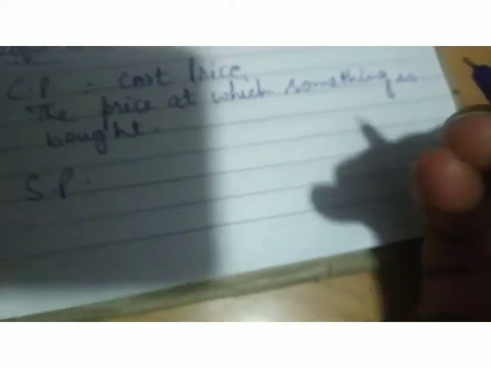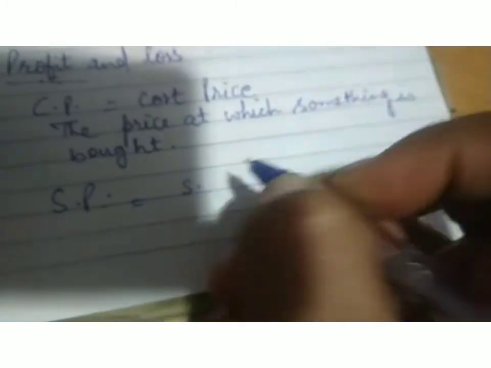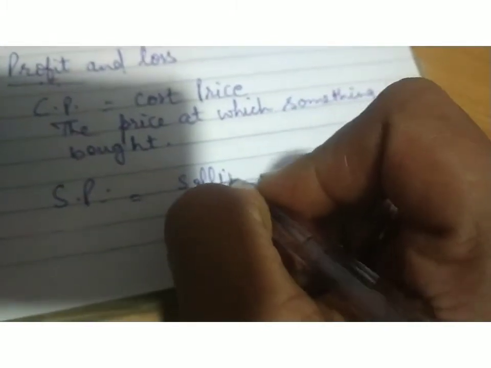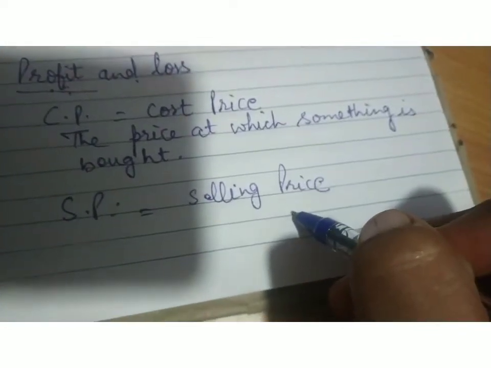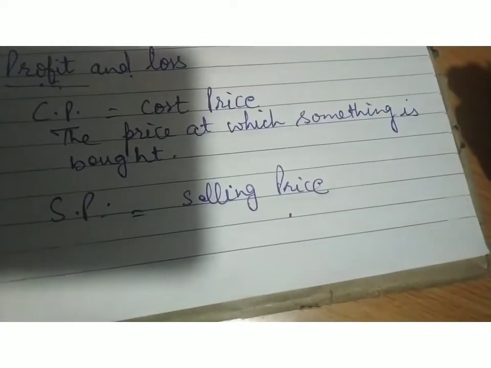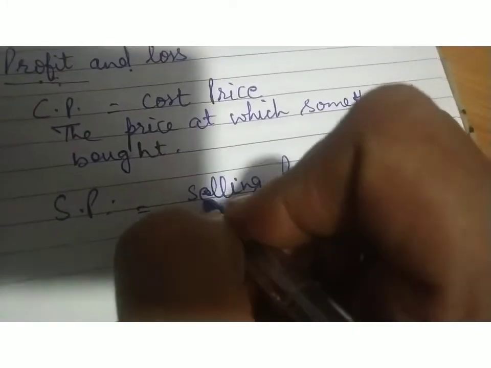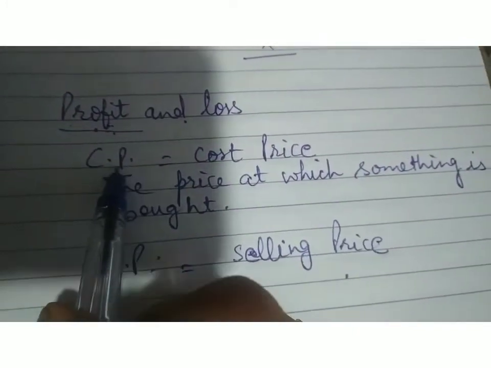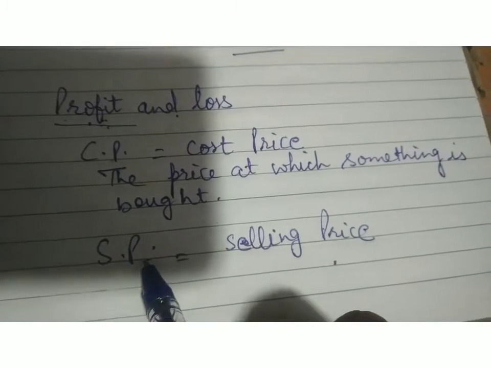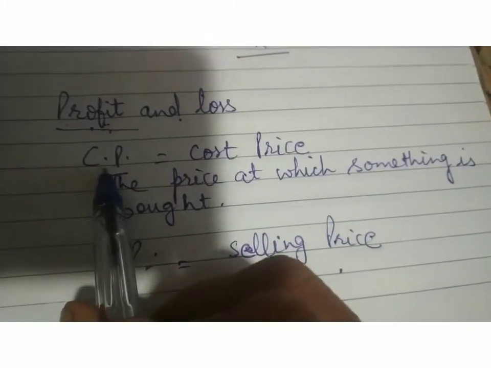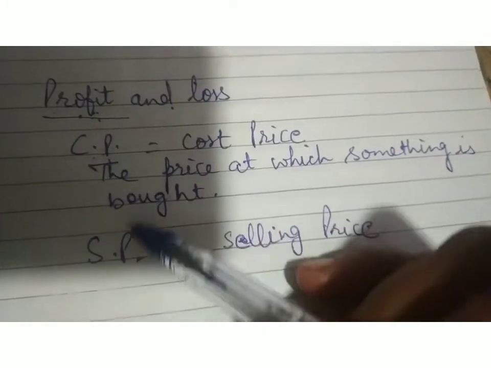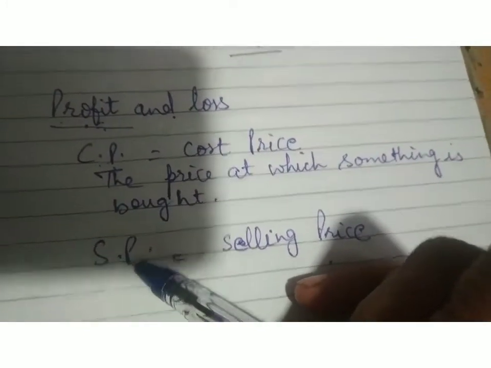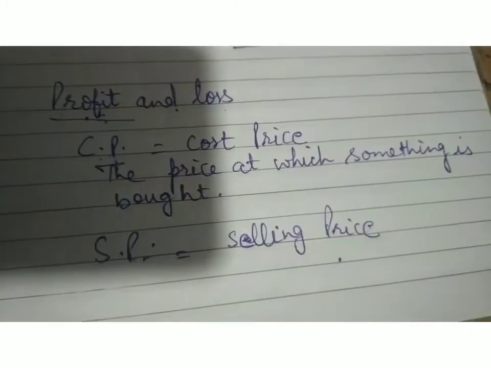Okay. And what is SP? SP stands for selling price, right? Selling price is the price at which we sell something. Okay, so see, if the cost price is more and the selling price is less, that means we have purchased some item at a higher price and sold it at a lower price. In that condition, we will be in loss.